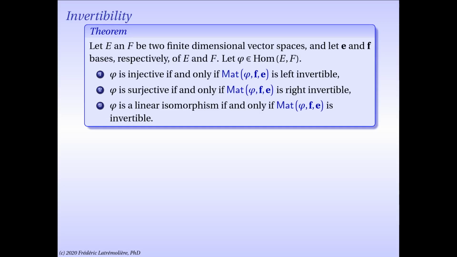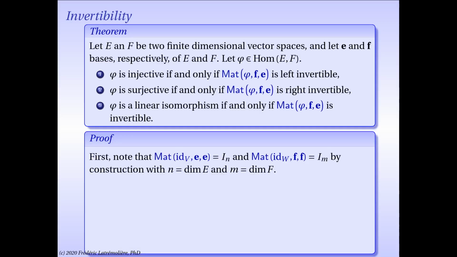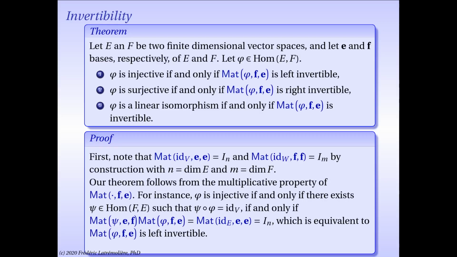Now, all the work we have done on invertibility of matrices can be applied to this general situation. We begin our proof with a simple observation. The matrix of the identity of E in the ordered basis bold E is the identity matrix of size the dimension of E. Now, since E and F are finite dimensional, phi is a linear injection if and only if there exists a linear map psi from F to E, such that psi composed with phi is the identity of E.